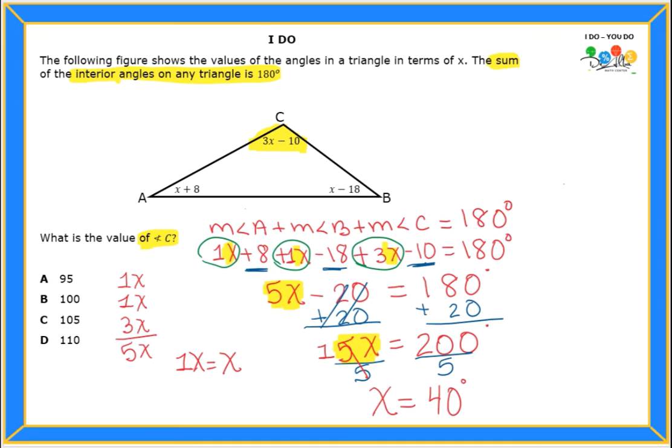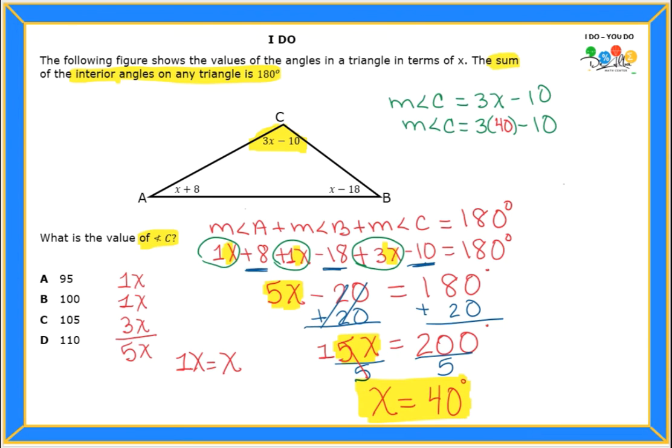Okay? So what do I need to do next? Because that's not my answer. That's only part of it. So what I need to do now is go and find the value for angle C. That's the one that I'm looking for. So the measurement of angle C is represented with 3x minus 10. We highlighted that earlier, right? So the measurement of angle C will be 3 parentheses minus 10, where the x will be replaced with a 40, right?